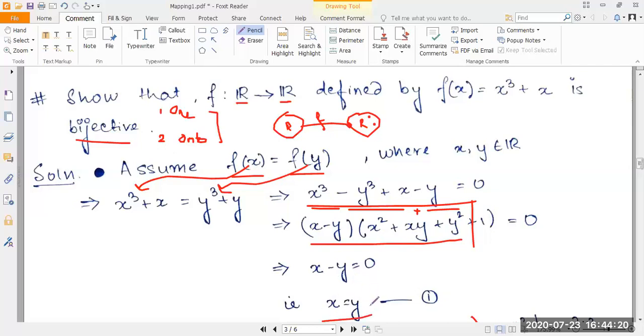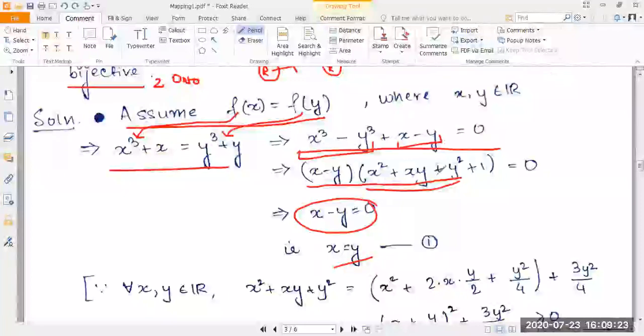We'll come back to what this x equal to y implies, but you might ask, why are we considering x minus y equal to 0? Why are we not saying that x square plus xy plus y square plus 1 equal to 0? Because if this part is 0, then we might not have x minus y equal to 0. X minus y might be equal to 5, and we have this part equal to 0, which is like 5 into 0 is 0. You see, we cannot have x square plus xy plus y square plus 1 equal to 0.